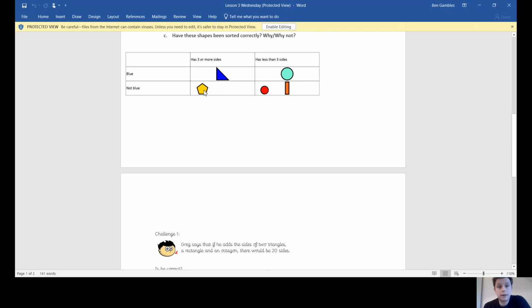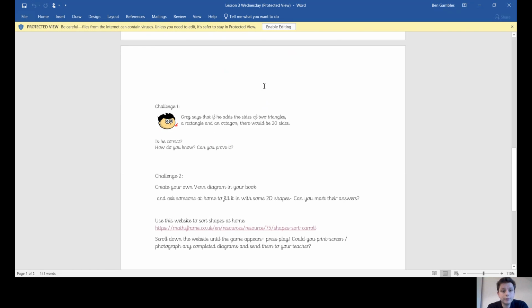Now for this one, you've got a Carroll diagram. Your categories are blue and not blue down here, and 3 or more sides or less than 3 sides up here. You've got to think, have the shapes been sorted correctly? So for each shape, look at the 2 things that have to be true. The triangle is blue and it has 3 sides. So that triangle is in the right place. Do that for each of the shapes. See what has to be true about both of them and see if there are any mistakes.